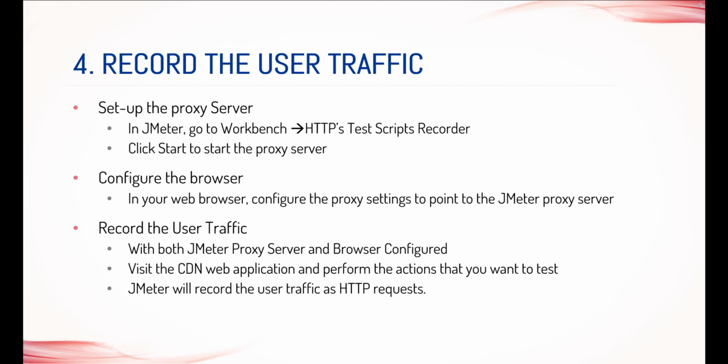The next step is to configure the browser. In your web browser, configure the proxy settings to point to the JMeter proxy server. Record the user traffic with both the JMeter proxy server and browser configured. Visit the CDN web application and perform the actions that you want to test. JMeter will record the user traffic as HTTP requests. As mentioned earlier, the remaining script enhancements would be the same as any other JMeter web application test script.